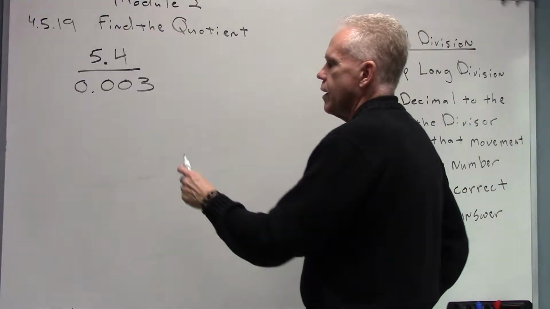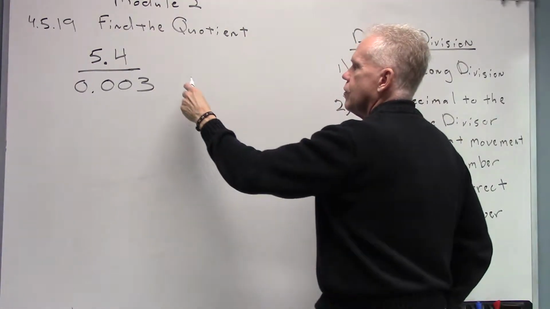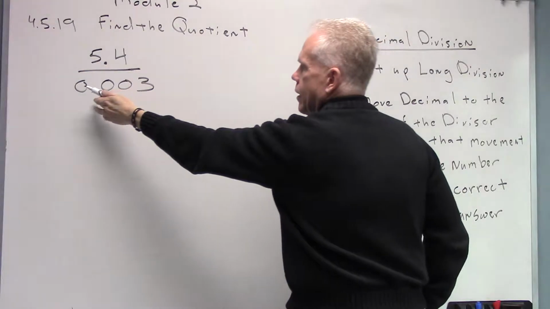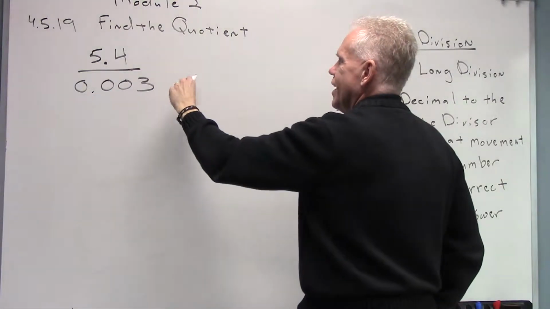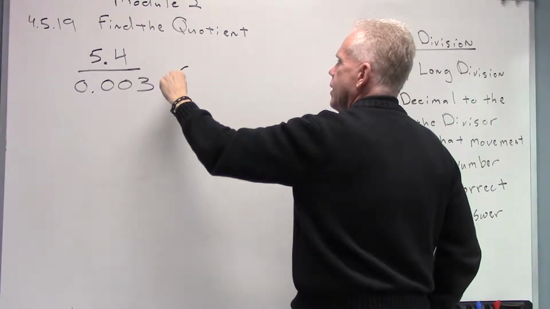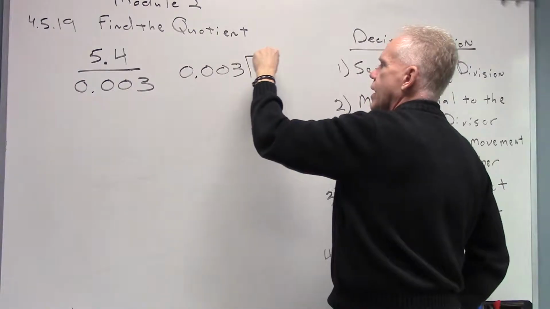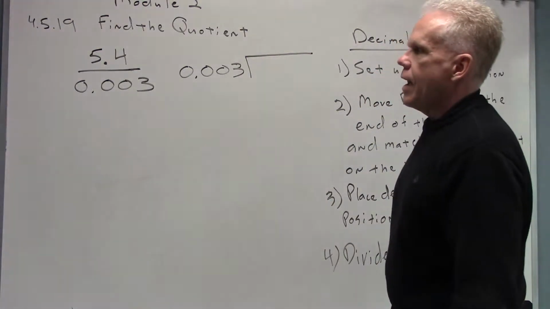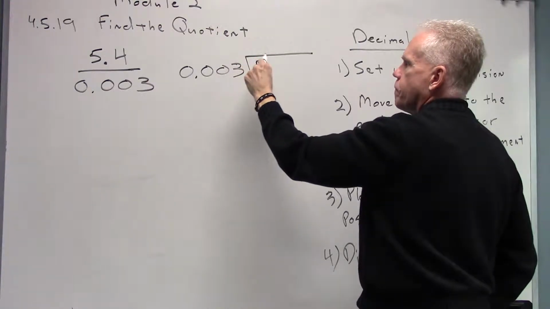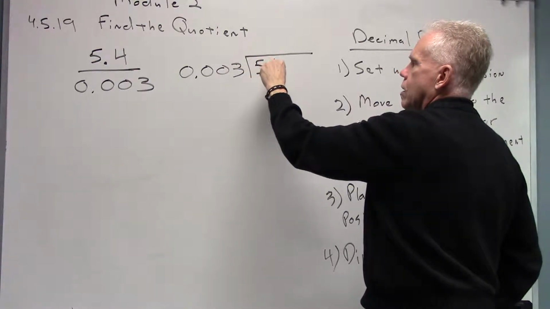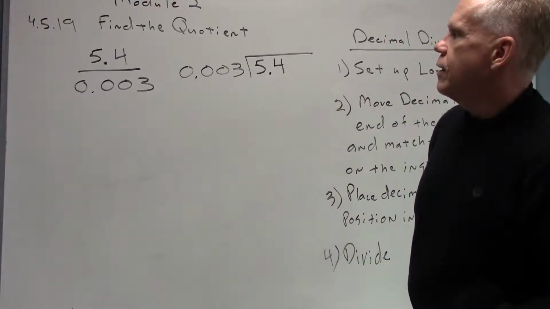So let's begin by setting this up in long division format. I'm going to take my bottom number here, my denominator as far as a fraction goes, and I'm going to set it, 0.003, on the outside of a long division house, and I'm going to take my top number, my dividend, and put it here. So I'm setting long division to look like this.